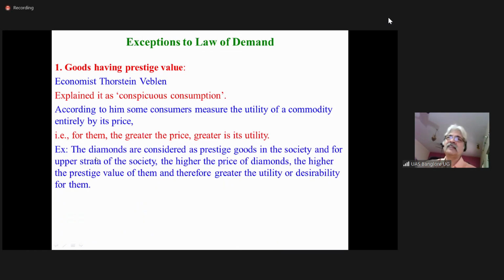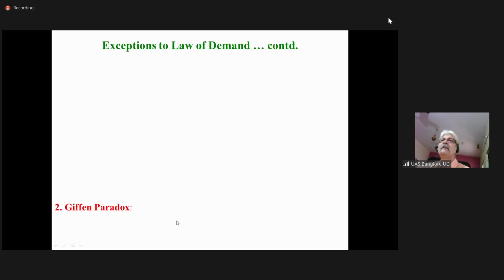Here I have given the example of diamonds. When the diamonds are costly, people purchase more. Such people who are after conspicuous consumption, they'll purchase more of diamond. If the price of diamond comes down, they'll purchase less because they think that it will not add prestige value to their life. Yeah, I've given a Three Idiots film. Okay, the second exception to law of demand is Giffen paradox.